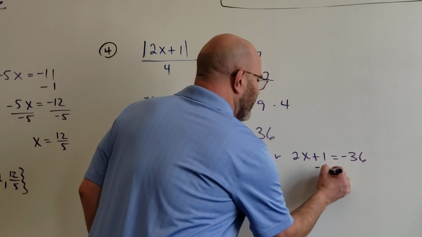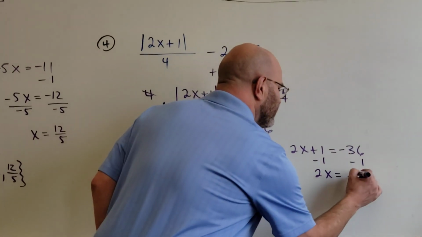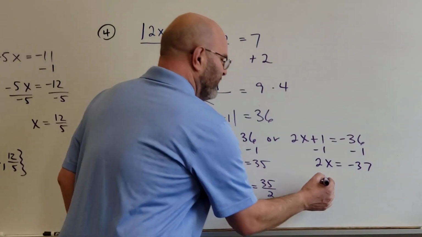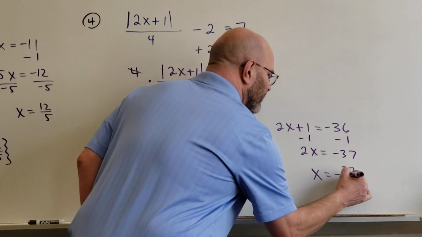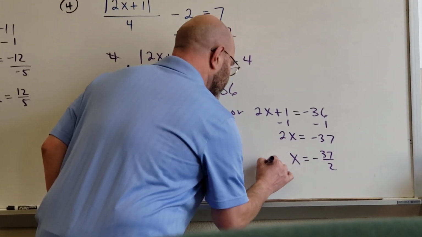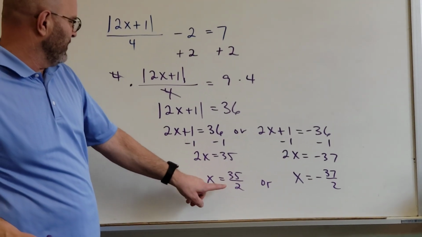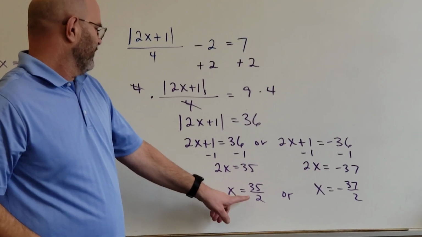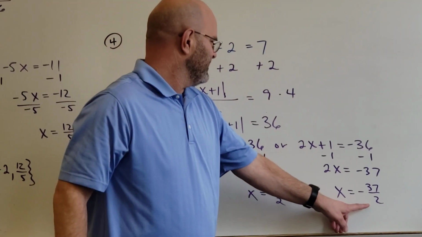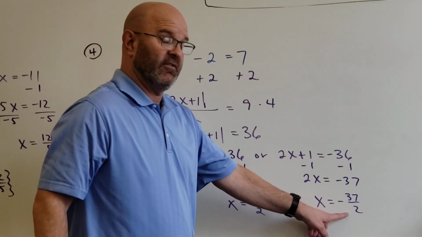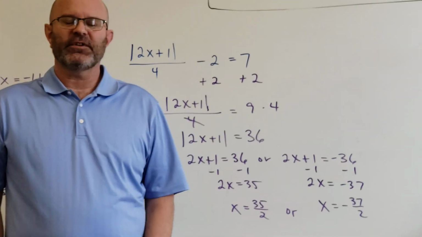Over here, I'm going to subtract 1 from both sides. That's 2x equals negative 37. And if I divide both sides by 2, I will get negative 37 over 2. In the interest of time, I'm not going to put them in the squiggly brackets, but this one is 17.5, and I think this one is negative 18.5 as a decimal. But leaving them in fractions is just great. Hopefully this helps you on assignment number 2.